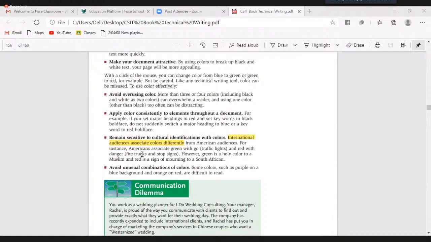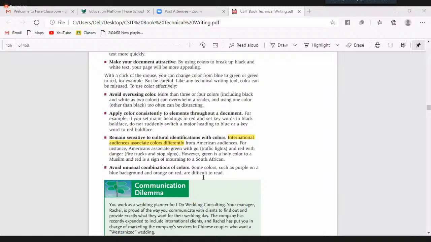For example, Americans associate green with go, that is traffic light, isn't it? And red with danger, right? However, green is a holy color to a Muslim. That is a sacred color. And red is a sign of mourning to a South African, isn't it? So in different cultures, colors have different importance. So this is the example. That's why remain sensitive to cultural identification with colors.